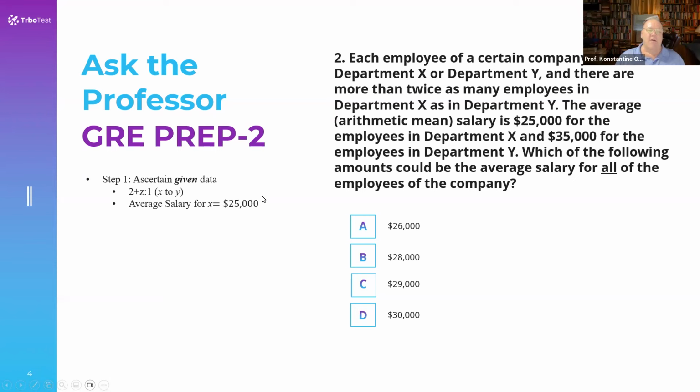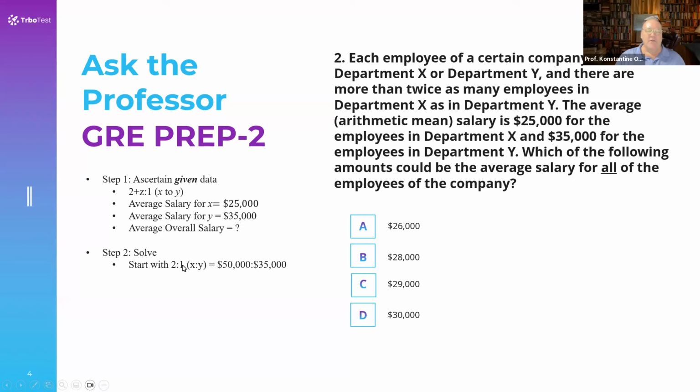The average salary for an X employee is $25,000. The average salary for a Y employee is $35,000. The overall salary is what we're trying to obtain. To solve this, we can start off doing a 2-to-1 ratio. Even though it says more than twice as many, we can start with 2 to 1. It gives us a nice even number.